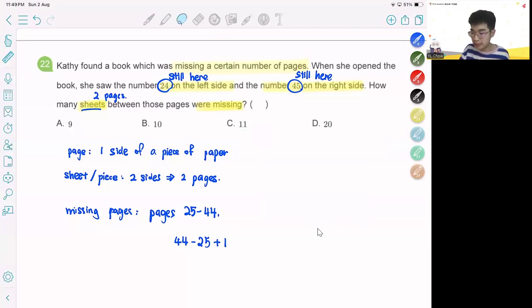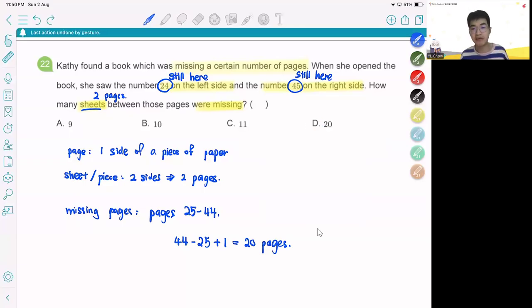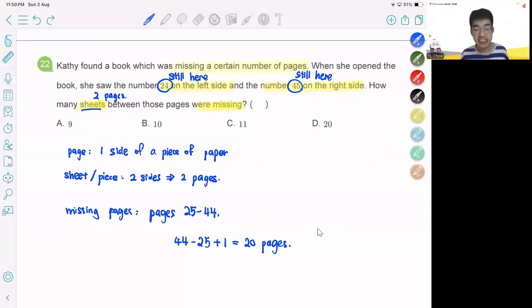Similarly, if my range is 25 to 44, I should have 44 minus 25 plus 1, which is 20 missing pages. Right, so you might think the answer is D, but take note, I am asking for the number of missing sheets, and there are 2 pages in one sheet. So to count the number of sheets, I will do 20 divided by 2, which is equal to 10 sheets. So there are 10 missing sheets.